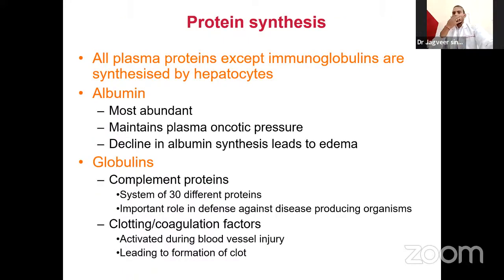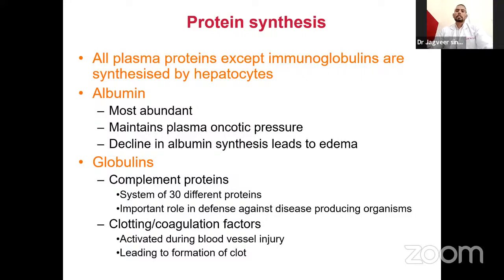Protein synthesis: all plasma proteins except immunoglobulins are synthesized by the hepatocytes. Albumin is the most abundant protein in the body, and it helps maintain the oncotic pressure in the blood vessels. If there is a decline in albumin synthesis, as in any chronic liver disease, it will lead to swelling of both feet or fluid accumulation in the abdomen.